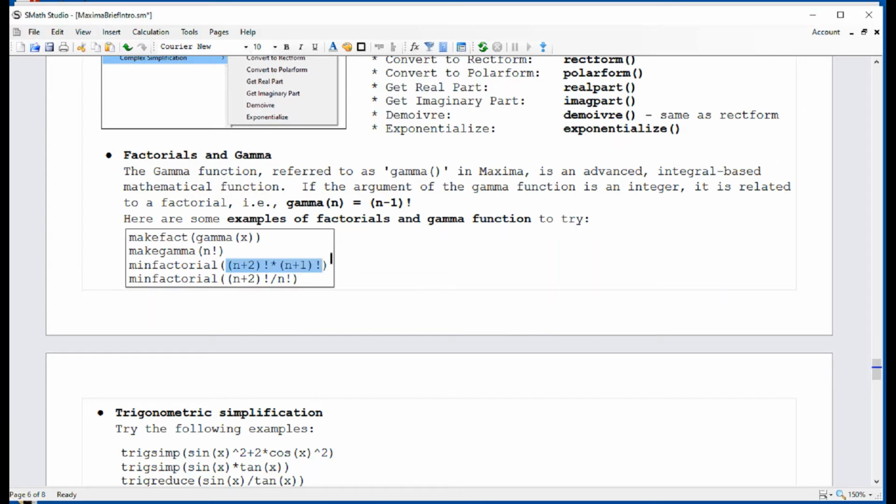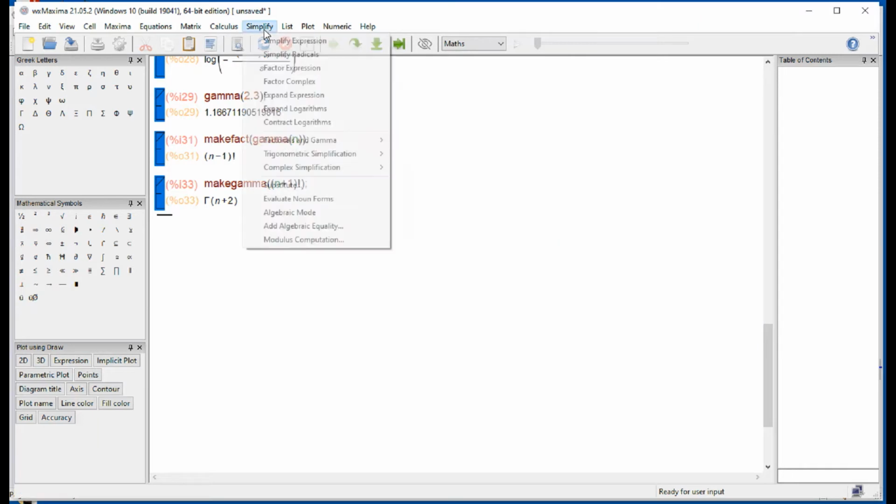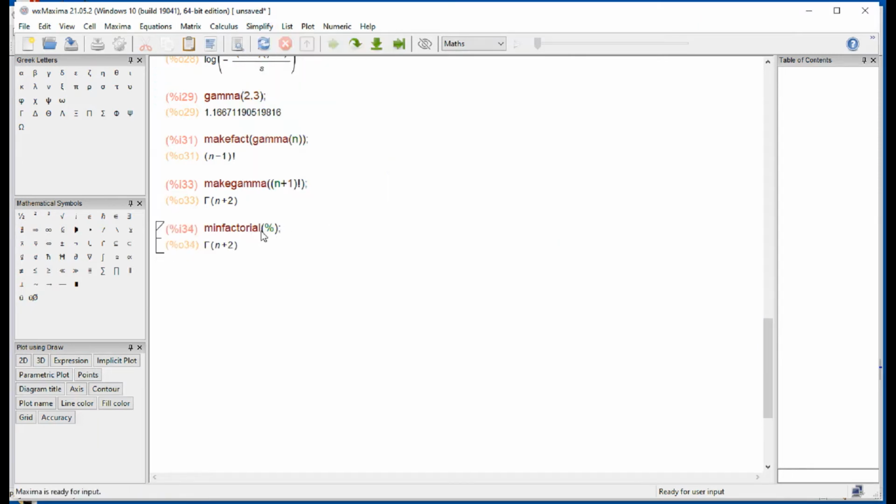I'm going to copy that and say simplify factorials and gamma, simplify factorials. The function is called min factorial, like minimize factorials, and I'm going to delete that, do Control V. I have an extra parenthesis that I need to get rid of there. And now all parentheses here, and I do Shift Enter. And so it's saying n plus 2 factorial times n plus 1 factorial is equal to n plus 2 multiplied by n plus 1 factorial squared. So I simplify them a little bit. This could be useful in some mathematical applications related to, for example, polynomial expansions or something like that.